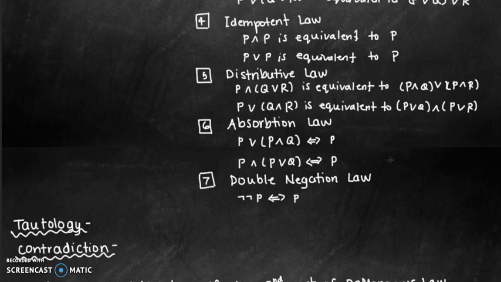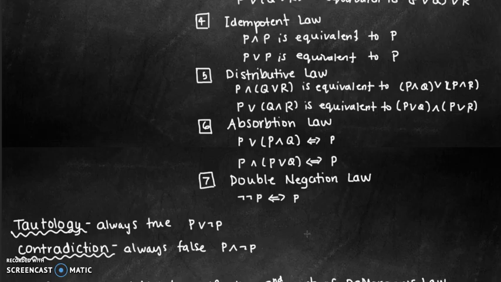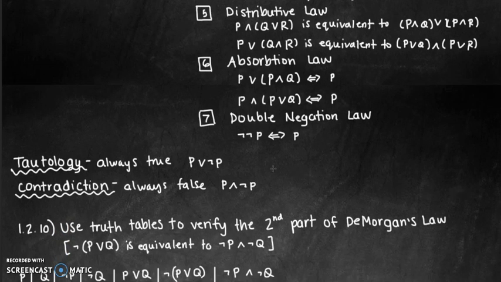The next thing that we need to know about are tautologies and contradictions. So a tautology is always true, and a contradiction is always false. So for example, if you have P or not P, it's a tautology because it's always true. And if you have P and not P, it's a contradiction because it's always going to be false.